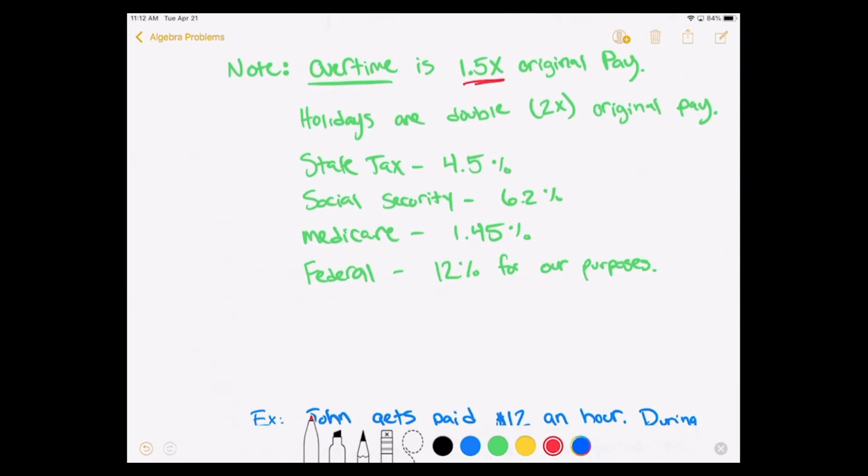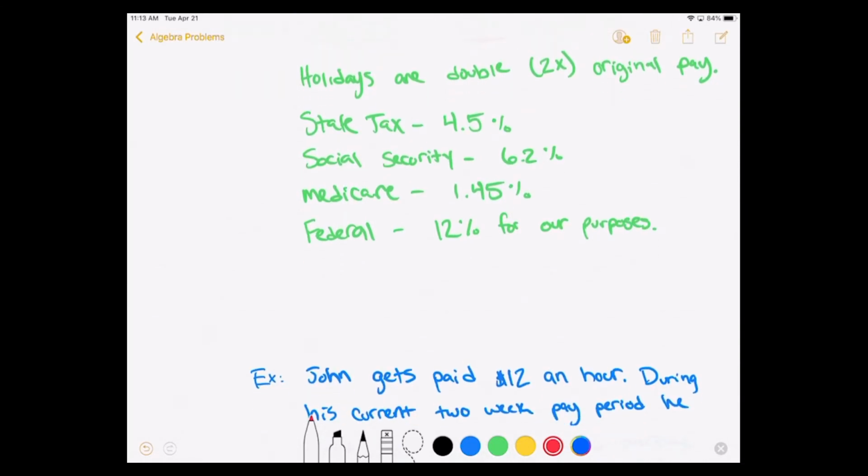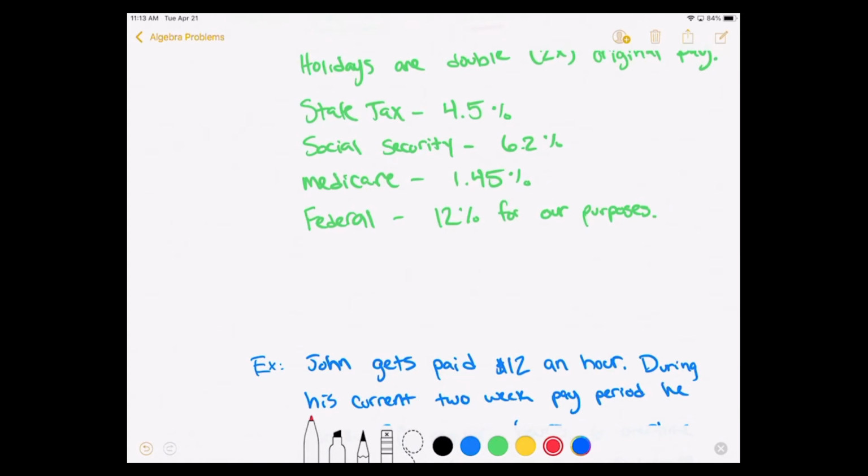Remember, state tax, we're going to use 4.5%, Social Security 6.2%, Medicare 1.45. Remember, the tax system, the federal taxes are stepped, right? The first step is like 10%, the next step is like 12%, the next one's like 15, 20, 25, I don't know, something like that. That may be wrong. But remember, you don't always get taxed the same percentage, right?